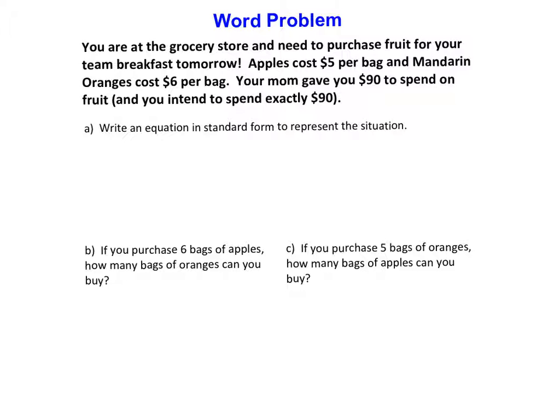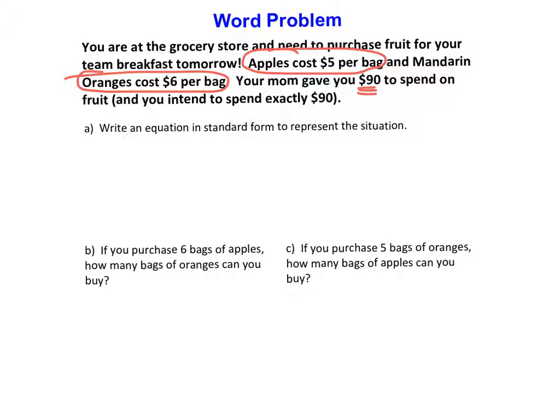So this example says you are at the grocery store and need to purchase fruit for your team breakfast. Apples cost $5 per bag, and mandarin oranges cost $6 per bag. Your mom gave you $90 to spend on fruit, and you intend to spend exactly $90. So here we need to write an equation in standard form to represent the situation.